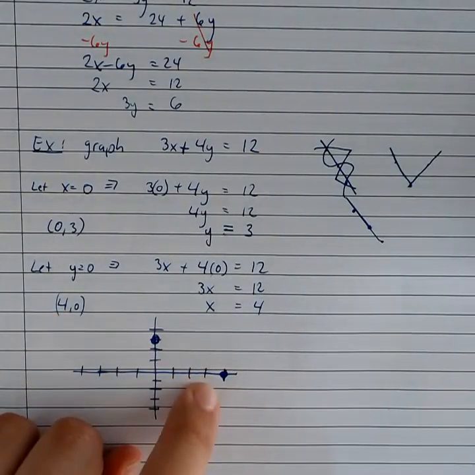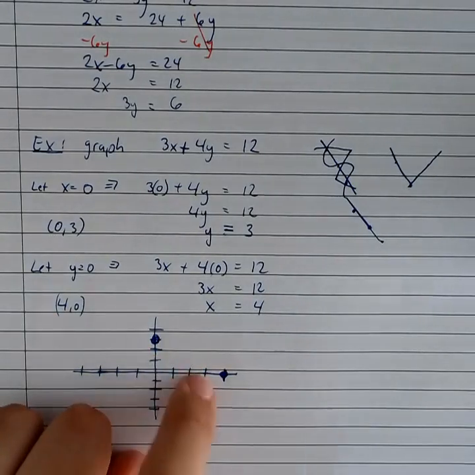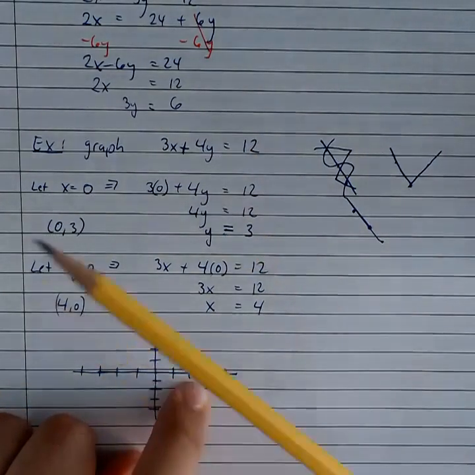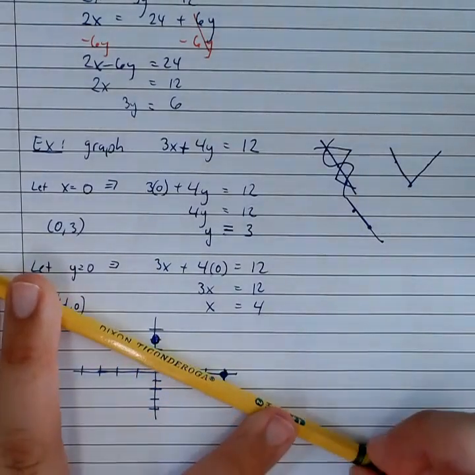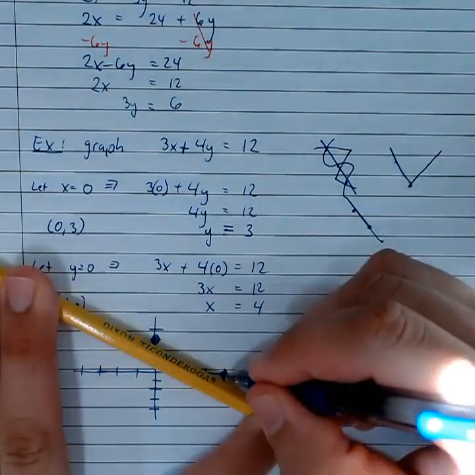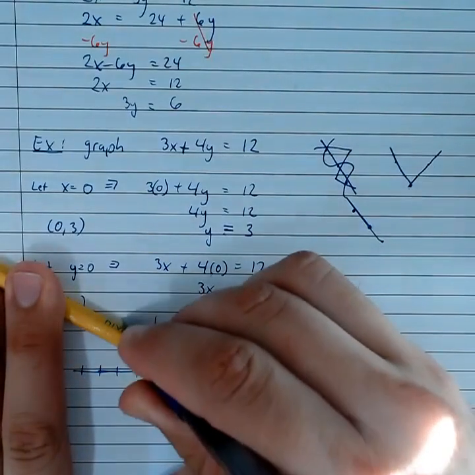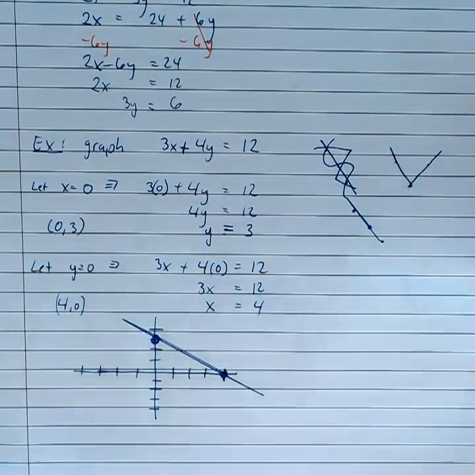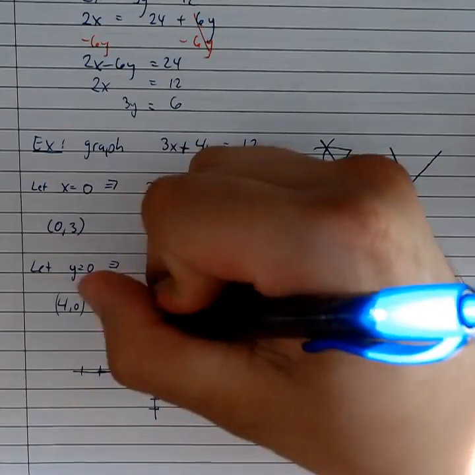If I didn't know what the shape of this graph was, that wouldn't be enough information to tell me what it was. But since this is a linear equation, I know its graph is going to be a straight line. So those 2 points are all I really need. And there we go. This is the graph of our line.